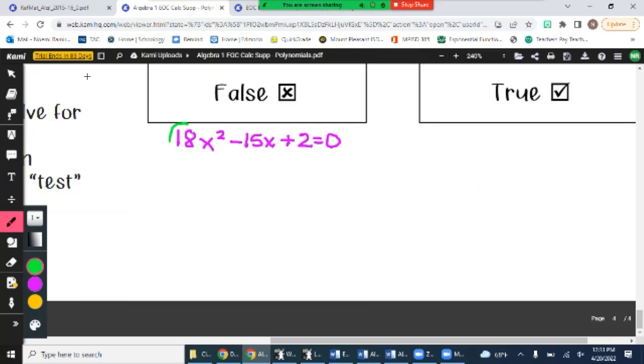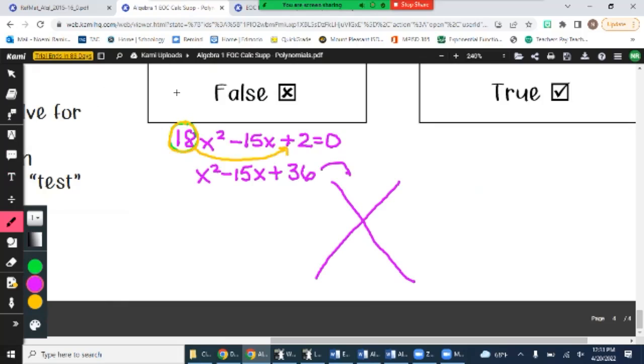When you have a number in front of the squared term, you have to kidnap, meaning you're going to send it to the back and you're going to multiply. So 18 times 2 gives us what? X squared minus 15x plus 36. From there, we go into the diamond. So 36 falls to the top and negative 15 on the bottom.